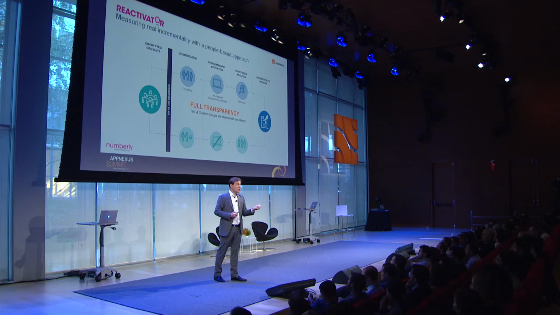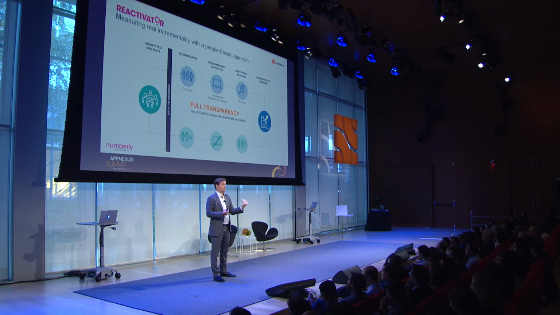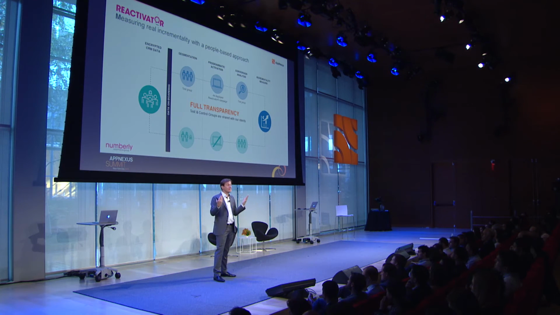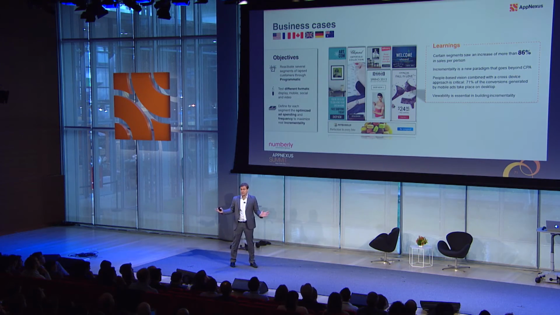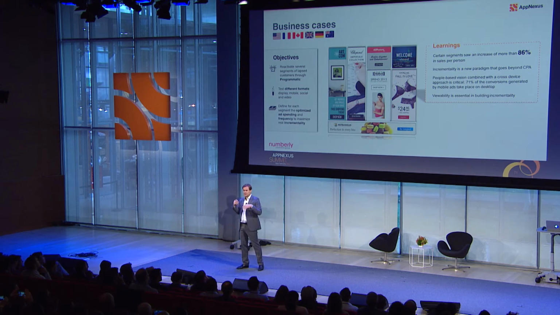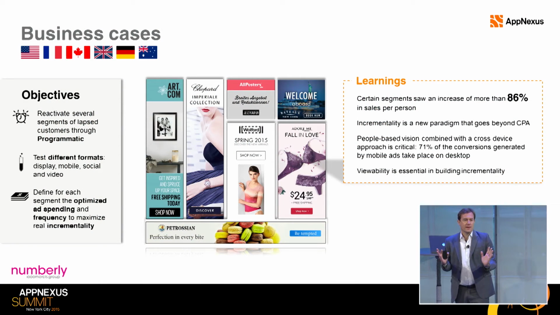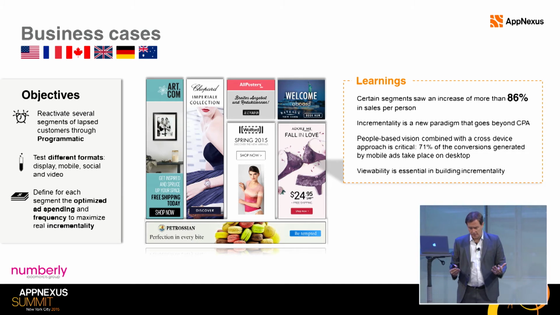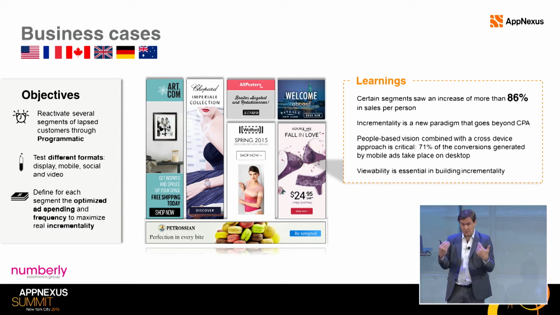And we're the first company to be incentivized on real incrementality. So you have full transparency because our clients are going to be able to measure themselves the real difference between the two groups. And the only difference is the activation we do on the test group. So about results now. We've tested that in many different industries, from CPG to luxury, including travel, retail, you name it. In all cases, we see very, very positive increments. We see, especially on some segments, an increase of more than 86% in sales per person.